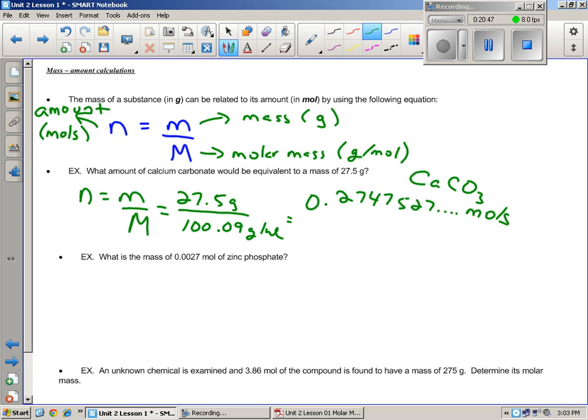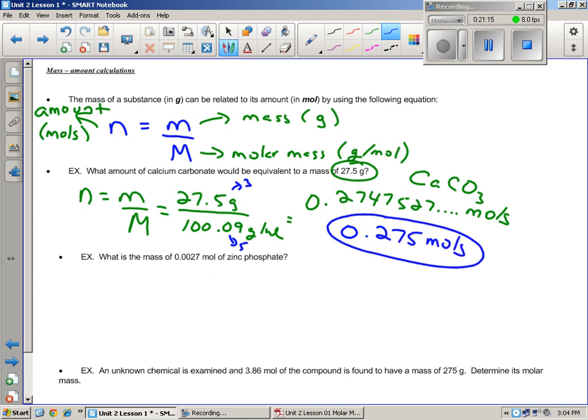You do need to round and use significant digits. So I have 3 significant digits there, and I have 5 down here for my molar mass. So there's 5 and there's 3. I'm dividing or multiplying, so I have to go with the fewest significant digits. So my final answer here would be 3 significant digits.